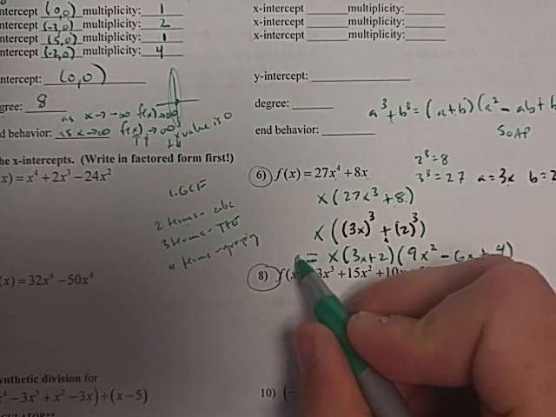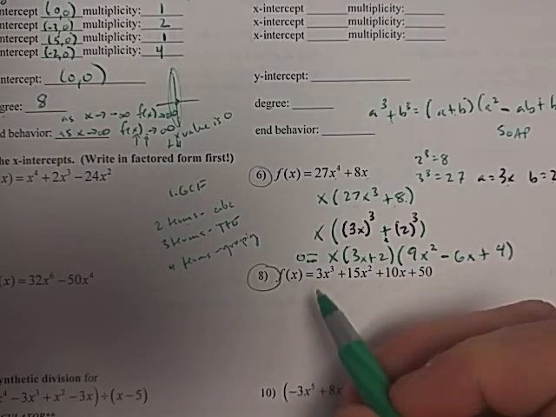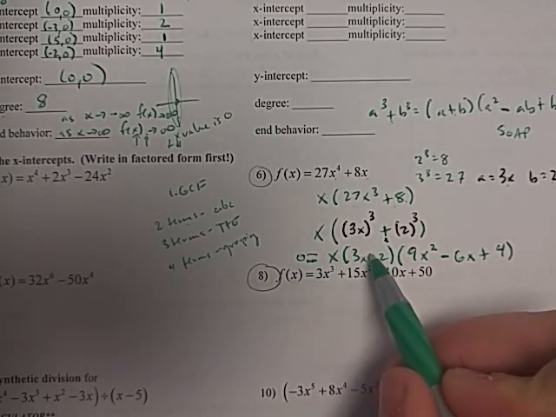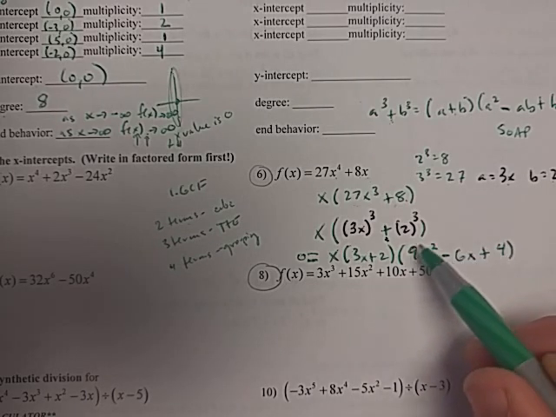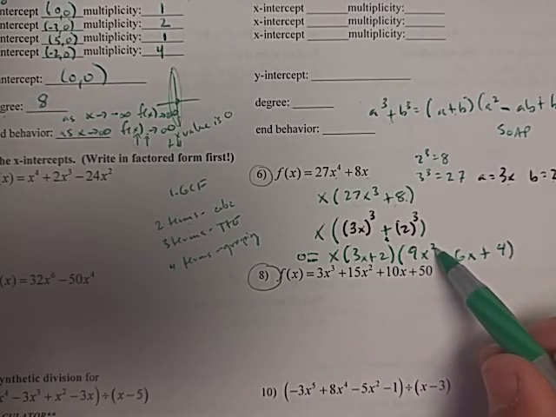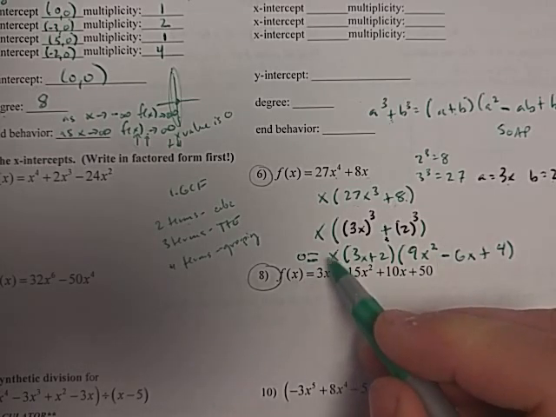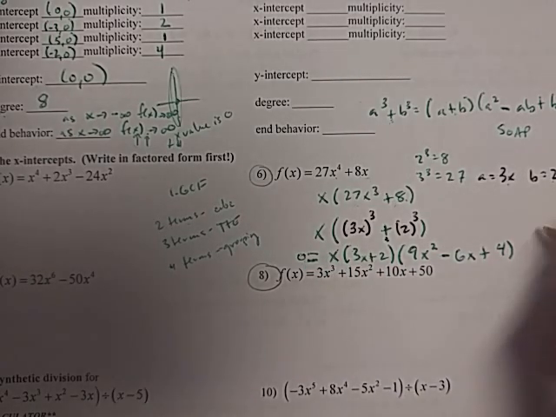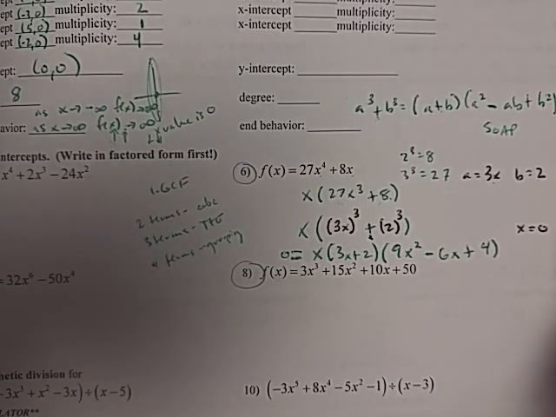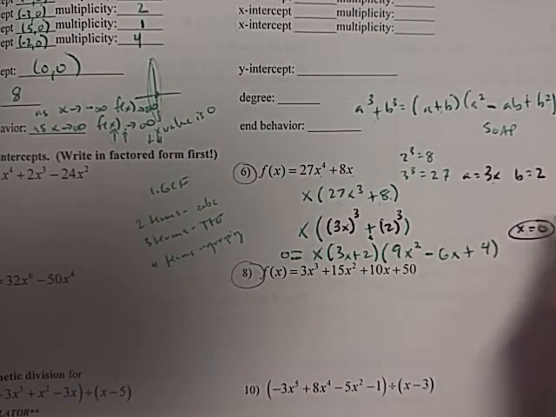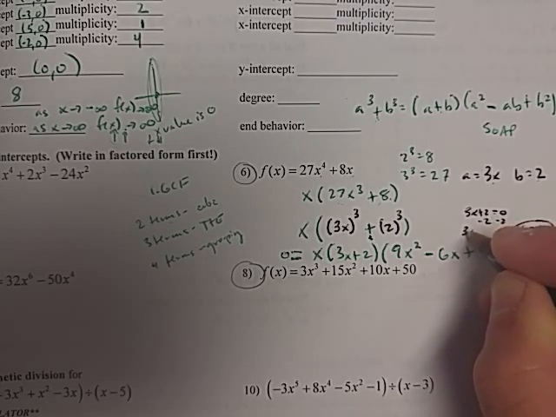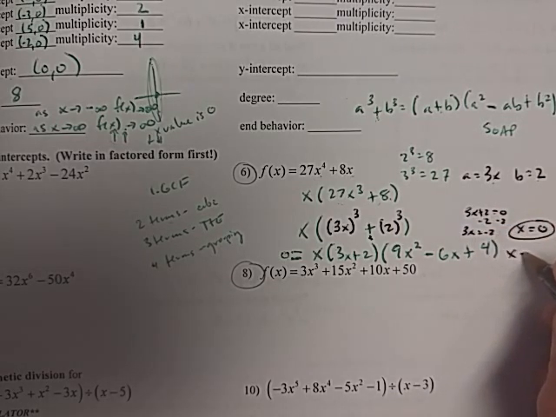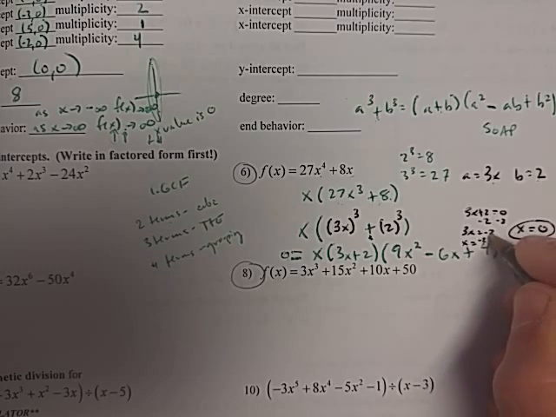So remember, we're going to set this whole thing equal to 0 to find x-intercepts. So I'm going to have 1 here and 1 here, and I'm going to have 2 solutions here. They may or may not be x-intercepts, but I know I'm going to have 2 because this is squared. So if I set x equal to 0, then one of my solutions is x equals 0. If I set 3x plus 2 equal to 0, then my other solution is going to be negative 2/3.